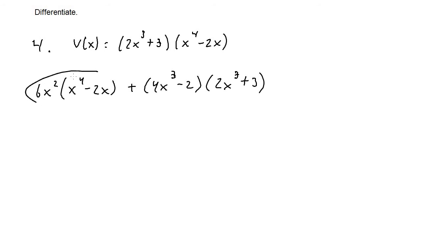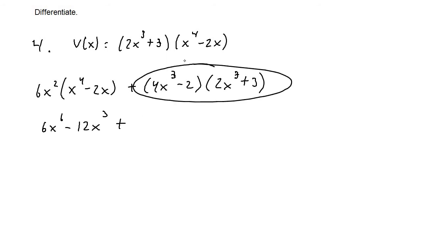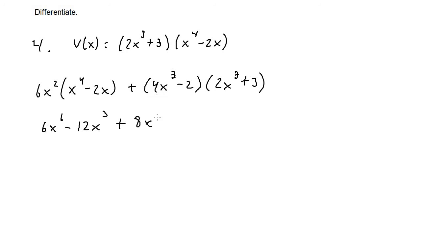So now I can simplify by distributing the 6x squared. So we'll get 6x squared times x to the fourth is 6x to the sixth, minus, we get 2x times 6x squared, that's 12x cubed. And then plus, now in order to simplify this, we just have to go ahead and FOIL. So we have 4x cubed times 2x cubed, that is going to be 8x to the sixth. We have 4x cubed times 3, that's going to be positive 12x cubed. Negative 2 times 2x cubed is going to be negative 4x cubed. And then we have negative 2 times positive 3, that's going to give us negative 6.